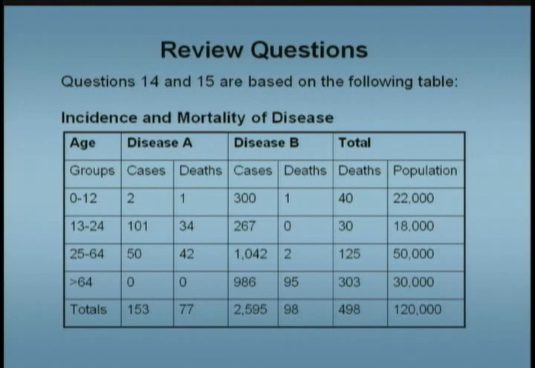Proportionate mortality rate, that is, given all the people that died, how many died of this particular disease? How many total deaths do we have? 498. How many died of disease B? 98. Therefore, 98 divided by 498. The answer is D. Now look back again and notice how simple those questions were. Your job is to simply get the two numbers you need, construct the appropriate ratio, and then get out, and we'll move on to the next issue.